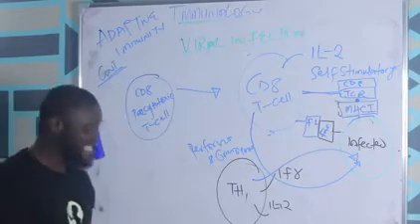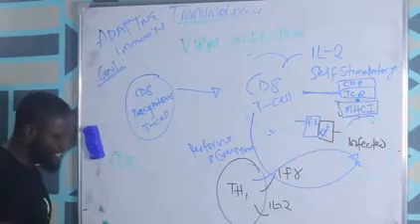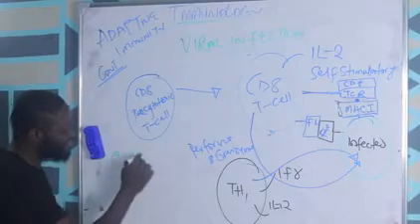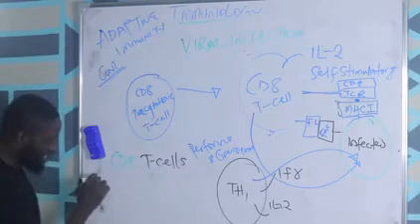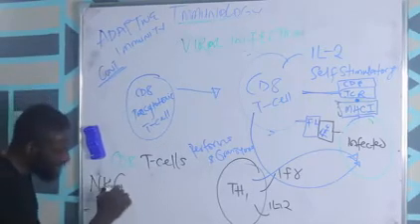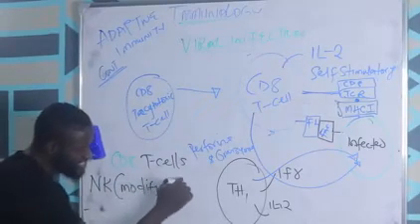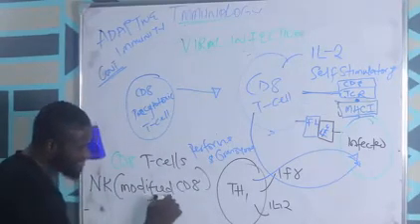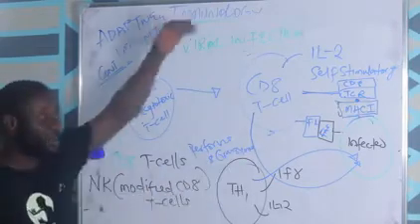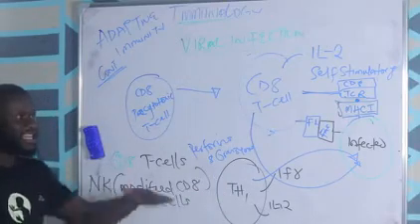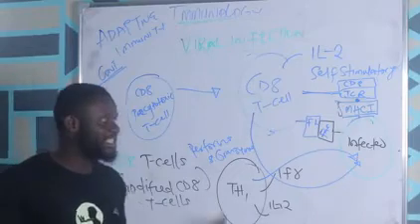And do not forget, NK cells are modified CD8 T cells, because they both produce perforin and granzyme to do the killing. This is the killing for adaptive immunity. This is the last bus stop. This is the last stop for adaptive immunity. This is where it all ends.